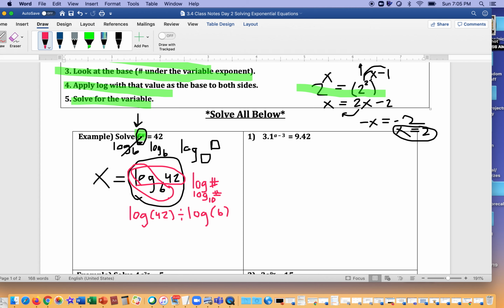So if I put that in my calculator, log 42, close parentheses, divided by log 6, I get about 2.08. So let's see. So x is, I'm approximating, 2.09.